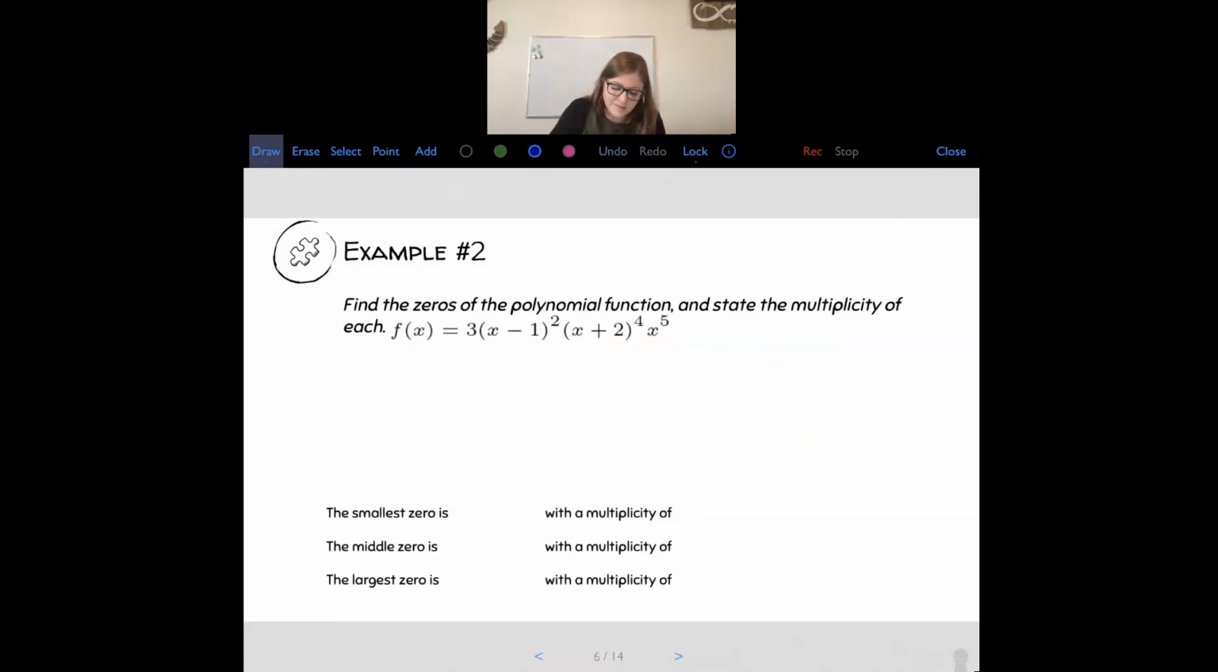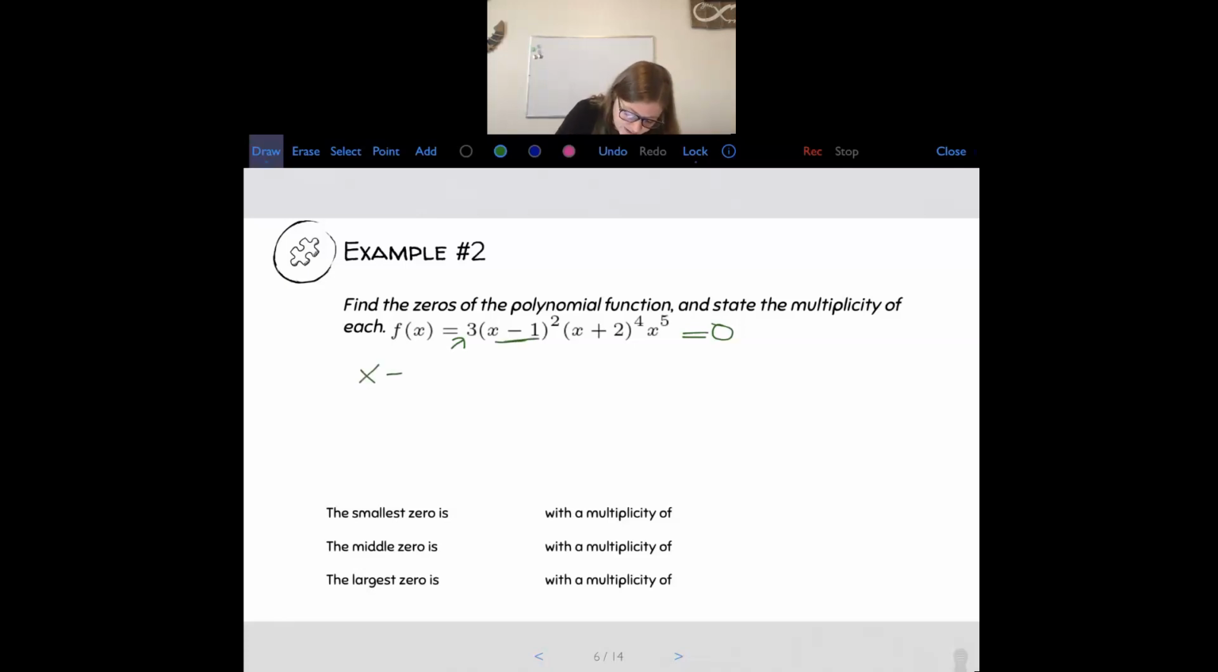Example 2: find the zeros of the polynomial function and state the multiplicity of each. Here we have to be careful. There is a 3 on the outside, and really I should be setting this equal to 0 to find the zeros. That 3 doesn't have an x with it, so we don't set it. If we set 3 equal to 0, it doesn't make any sense, right? So we're setting everything that has an x equal to 0.